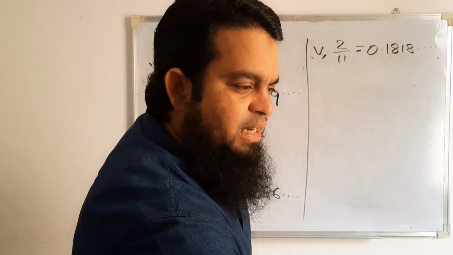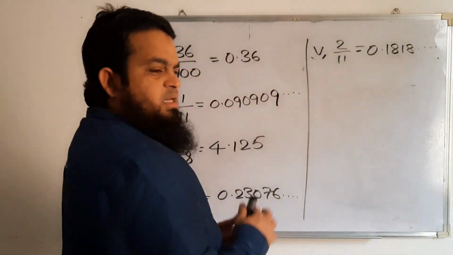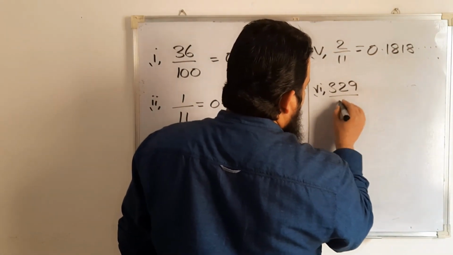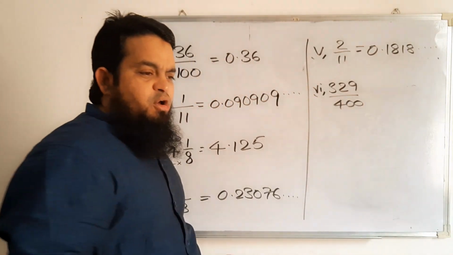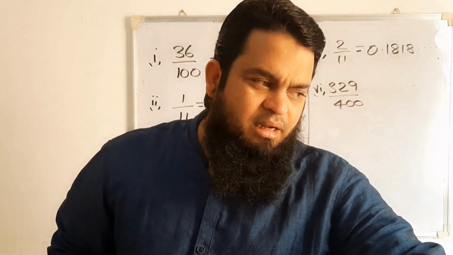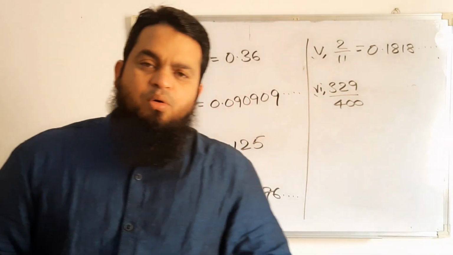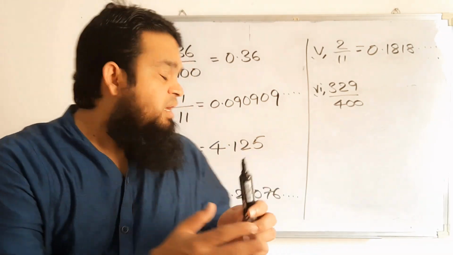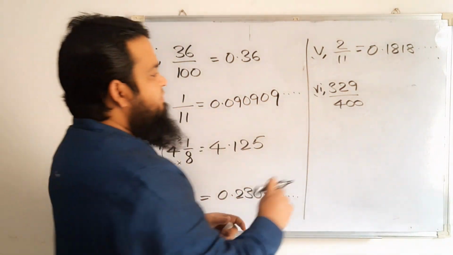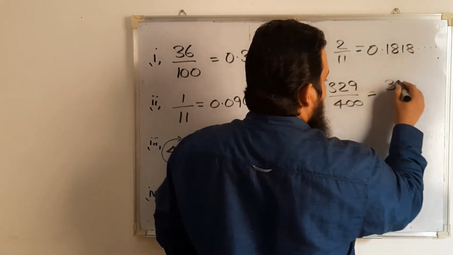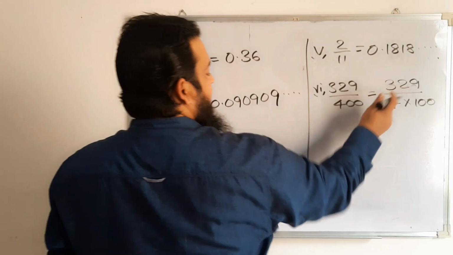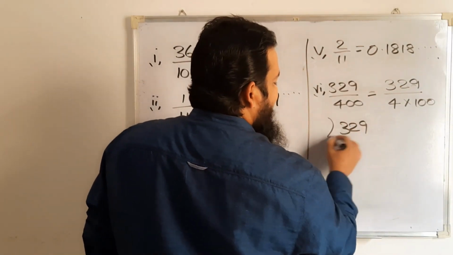Okay. So let us go for the last one. I think I remember. Yes. 329 divided by 400. See, instead of dividing with 400, I'll do one thing. Division by 100 is nothing but the same which we have seen here. You just move the decimal to the left hand side. So we can write it as 329 by 4 times 100. Okay. So now divide 329 by 4.